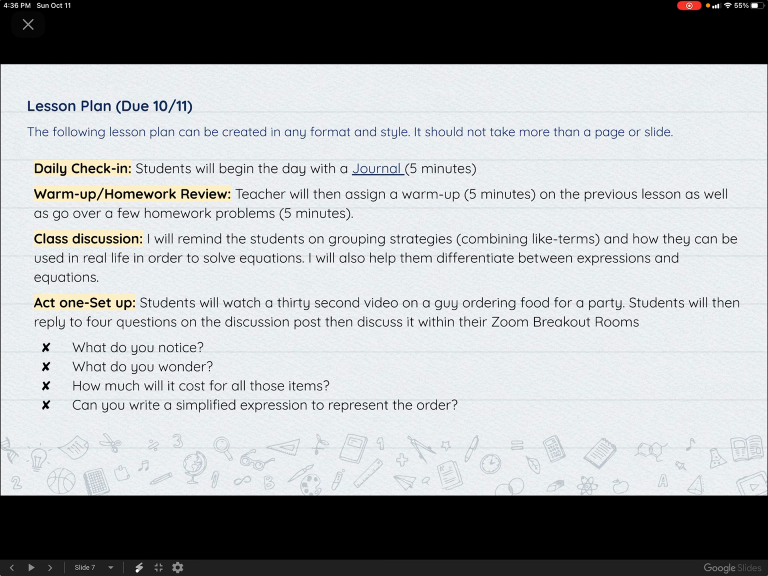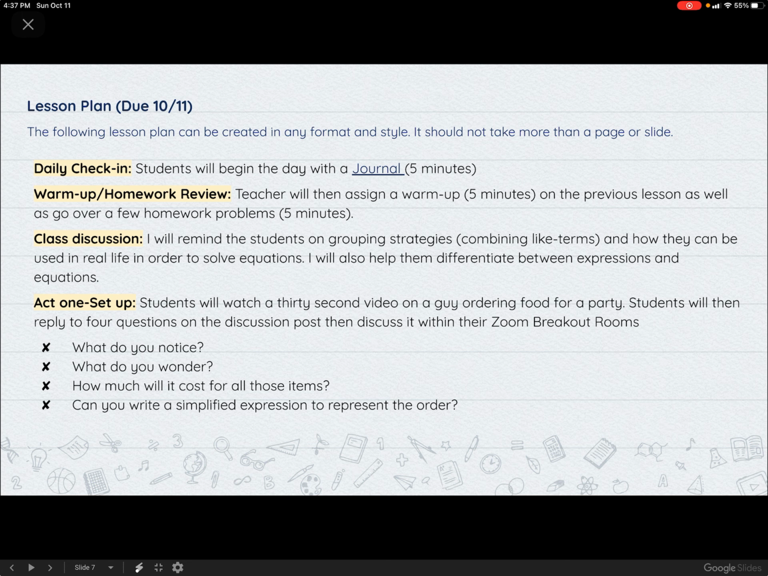Next, I have the class discussion. I will remind students about grouping strategies, combining like terms, and how they can be used in real life in order to solve equations or expressions, or find the total cost of something. I will also help them differentiate between expressions and equations. Students right now do get a little confused on expressions and equations, but I always give them hints like, okay, equations have an equal sign, expressions don't.